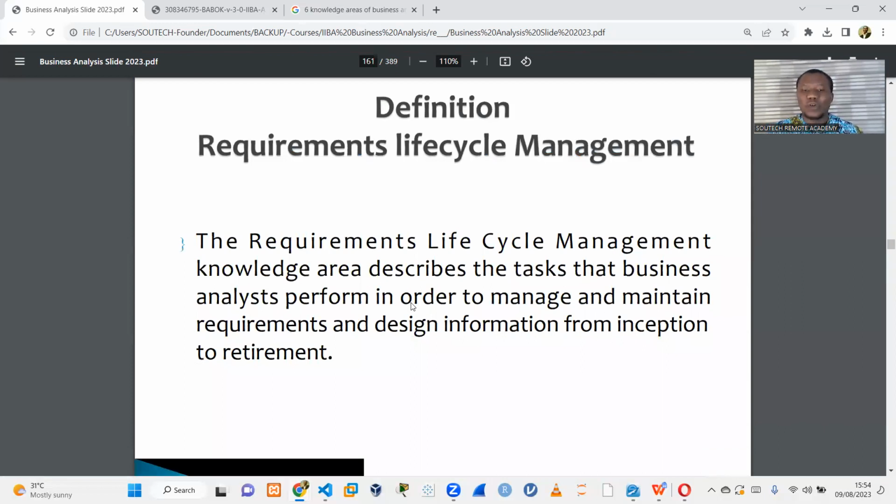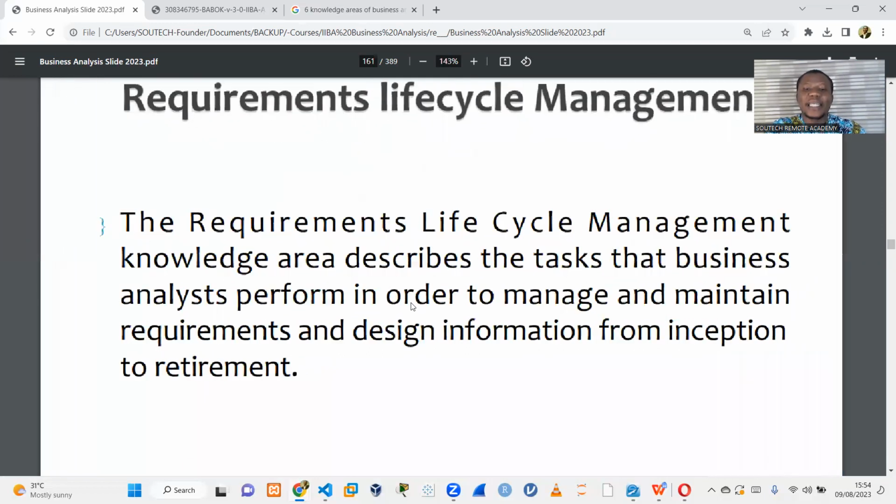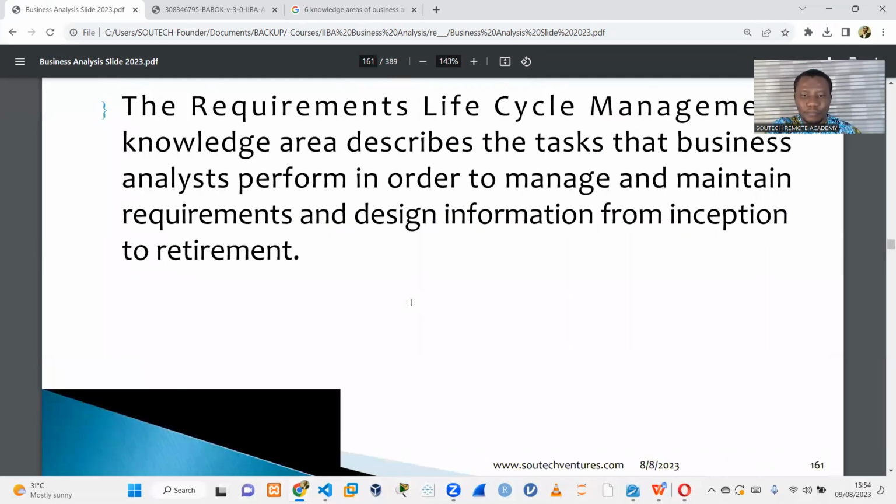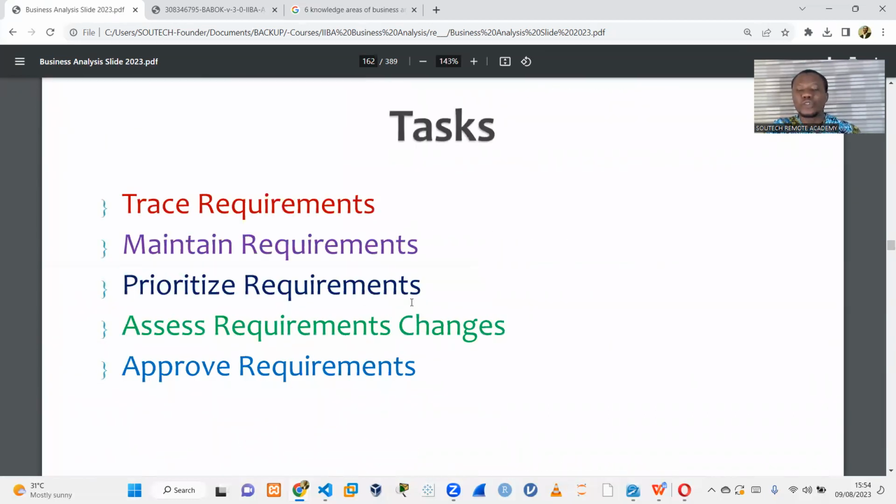So the requirements life cycle management knowledge area describes the tasks that the business analyst performs in order to manage and maintain requirements and design information from inception to retirement. How do you do that? Trace requirements. You have to trace them. Then you need to maintain them. You need to prioritize them.